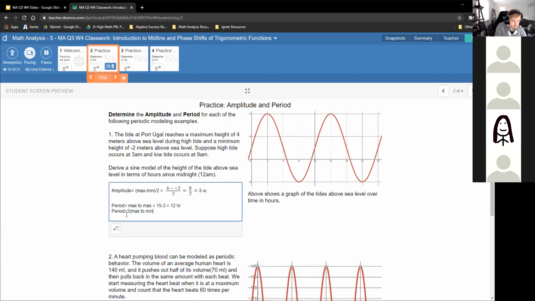Yeah. So this uses kind of the way that we did period in the mastery assessment, guys, where we knew that from the minimum to the maximum was 15. So then we doubled it to get the full revolution. She's doing the same thing. She said from the maximum at 3 a.m. to the minimum at 9 a.m. was 6 hours. So if I double that, I should get the full rotation, which is 12 hours.